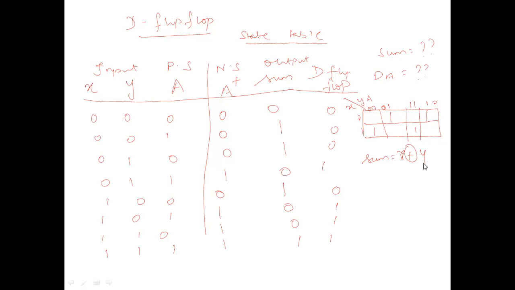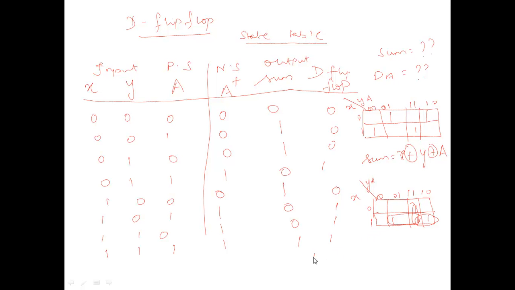X exclusive OR with Y, exclusive OR with A. Completed. Okay. Next you have to do it for the D flip-flop. Input to the D flip-flop, DA. So, here X, Y, A: 0, 0, 0, 1, 1, 1, 1, 0, 0 and 1. Now minterm 3 is present, 5, 6, 7 is present. So you can give this combination.